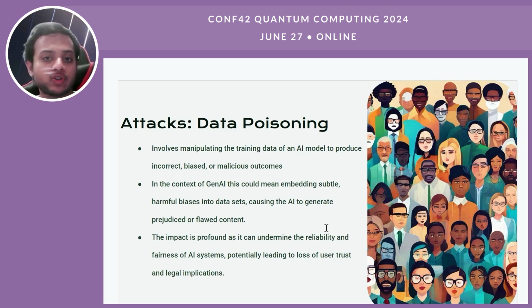But what are the prevention and mitigation techniques for such an attack? Solutions include robust data validation at the start before training, making sure we use only trusted data sources to train the AI model, as well as implementing anomaly detection during the training phase to identify and mitigate suspicious data patterns.